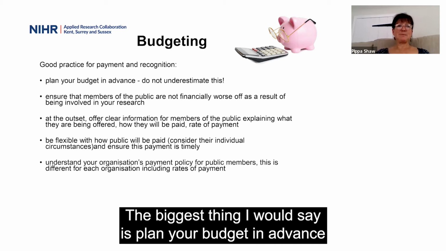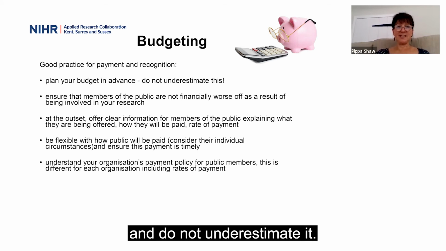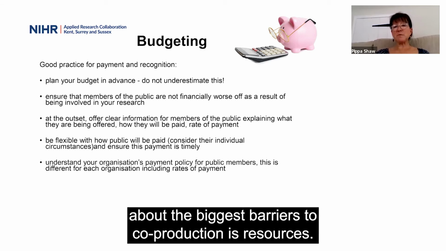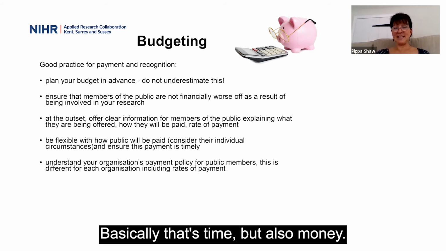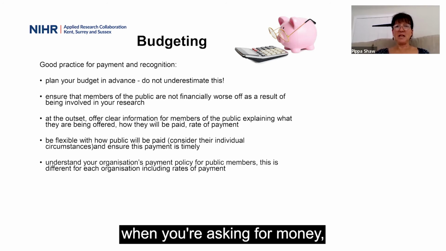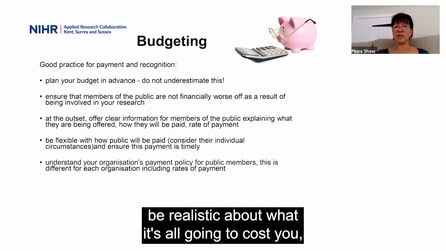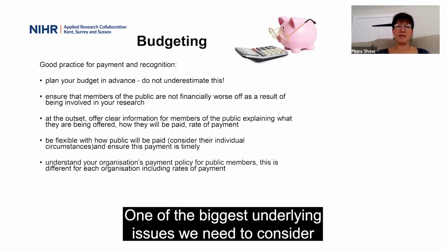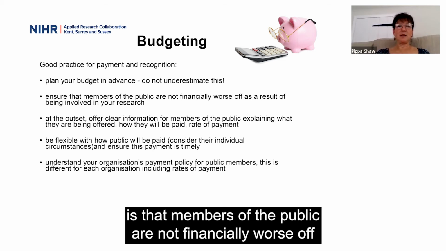The biggest thing I would say is plan your budget in advance and do not underestimate it. We heard this morning from Nadia and from Caroline that the biggest barriers to co-production are resources. And basically that's time, but also money. So when you're putting a funding bid together, when you're asking for money, be realistic about what it's all going to cost you, because once you've asked for the money, it's quite tricky to go back and ask for more.